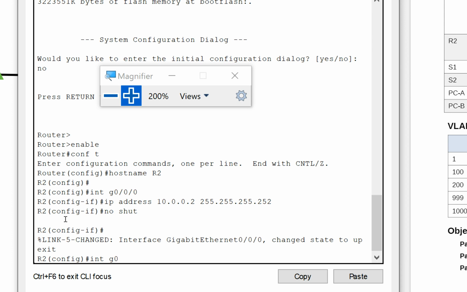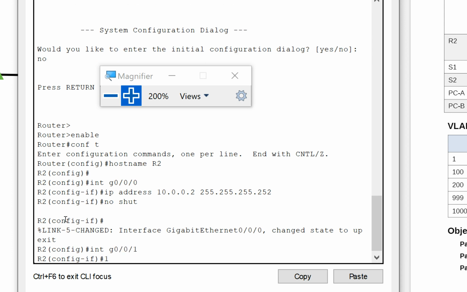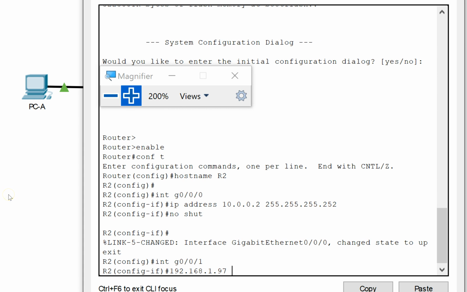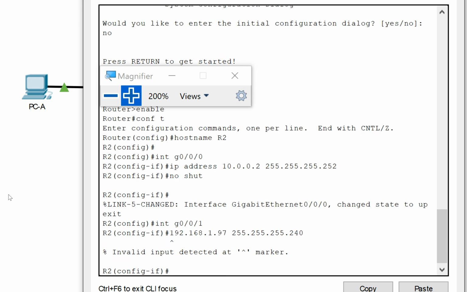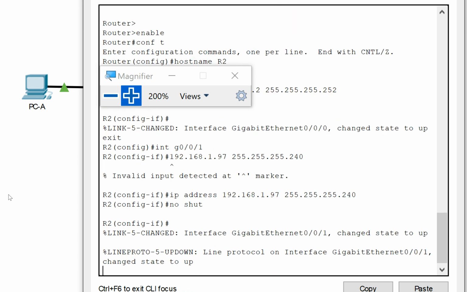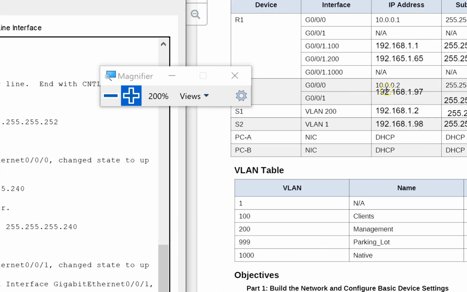Interface G0/0/1. 192.168.1.97. Did I remember that correctly? Yes, I did. All right. 255.255.255.240 is my subnet mask on that one. It helps if I put ip address in front of that. IP address. All right. No shutdown. That is now set up.